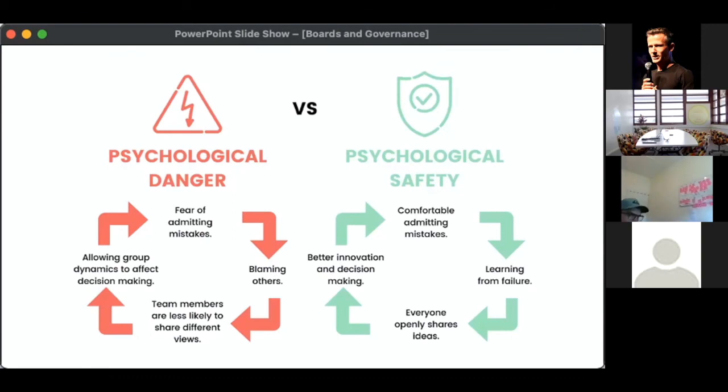So your goal is to be over on the right-hand side where people are comfortable admitting their mistakes. They share their mistakes because they're working as a tribe with others, and they know that if they share the mistake, then it helps everyone. It helps the greater good. They learn from that failure. They share new ideas. They're respected. They're heard. They feel validated. They feel understood. They feel respected.